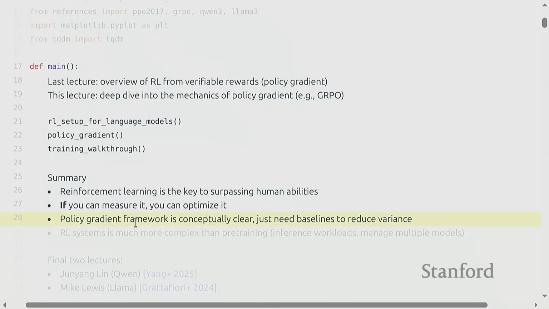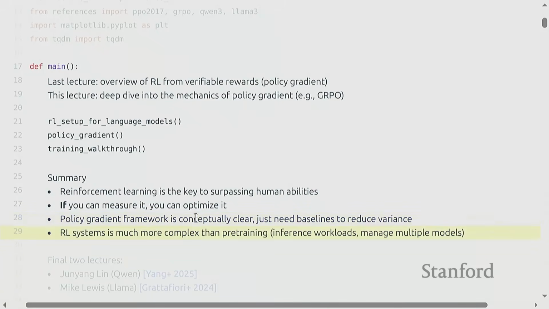To review the policy gradient framework, I think it is conceptually clear. You write down the expected reward, you subtract the baseline, it's the same thing. And then you try to find an estimate of that reward or advantage.